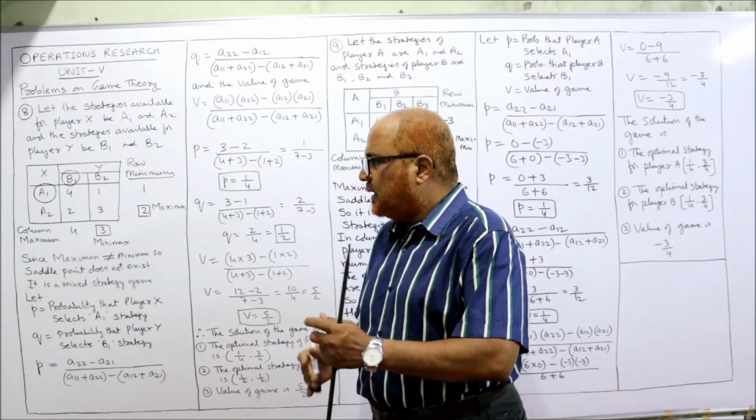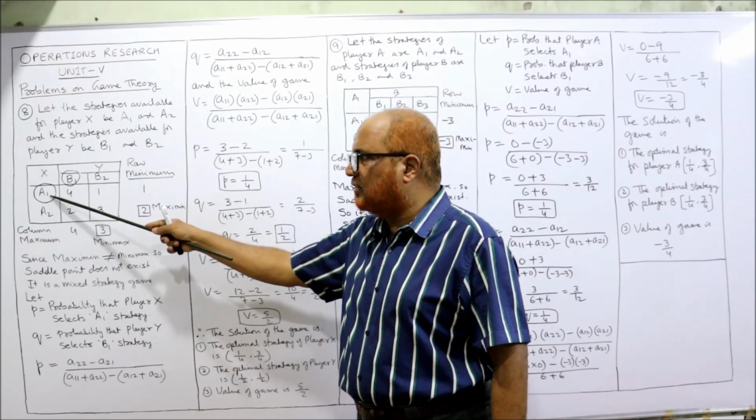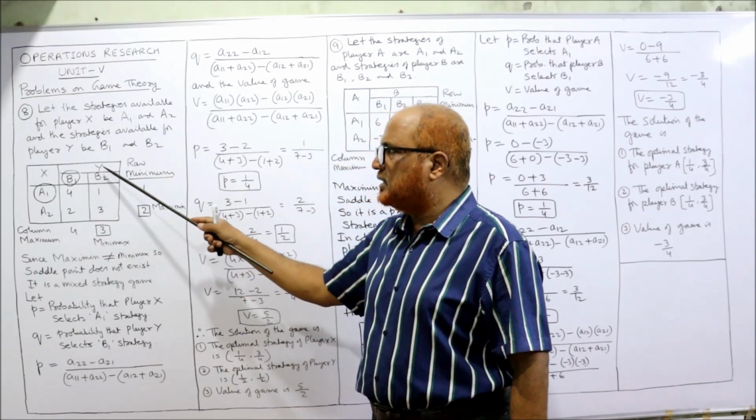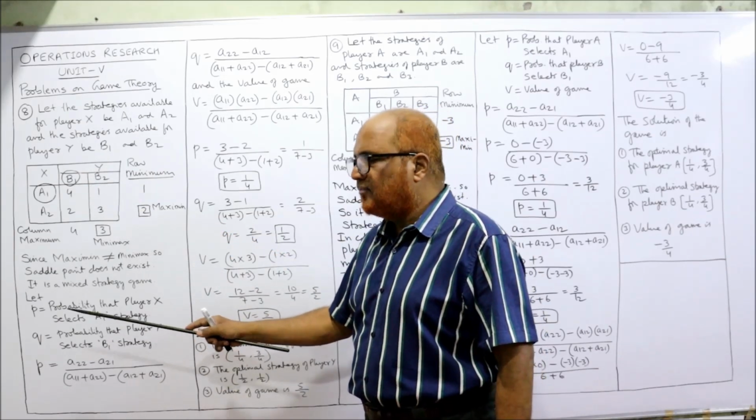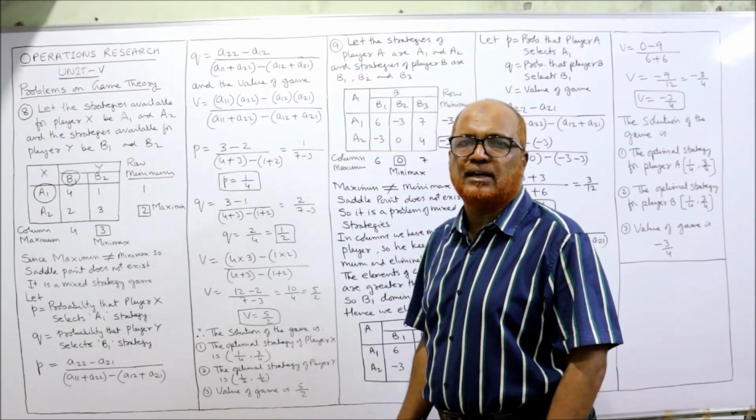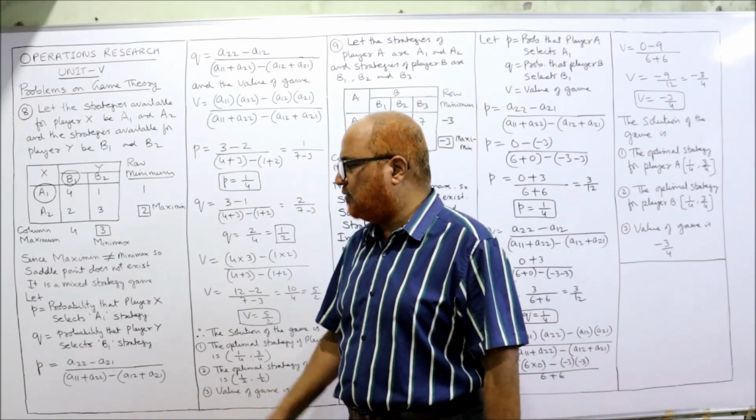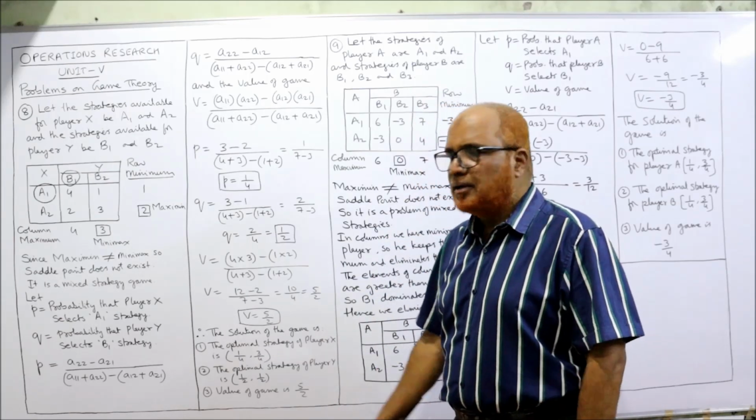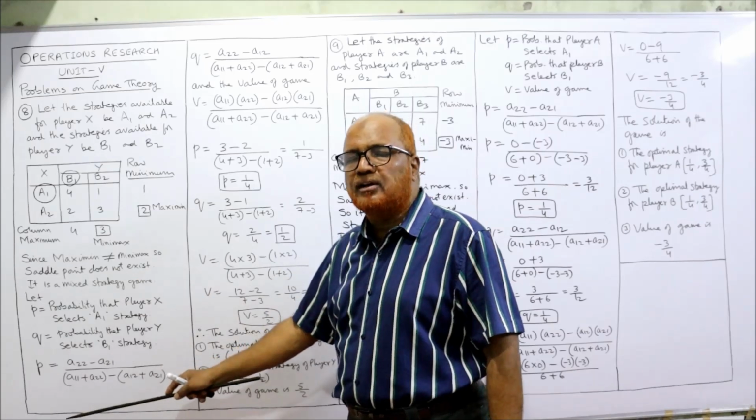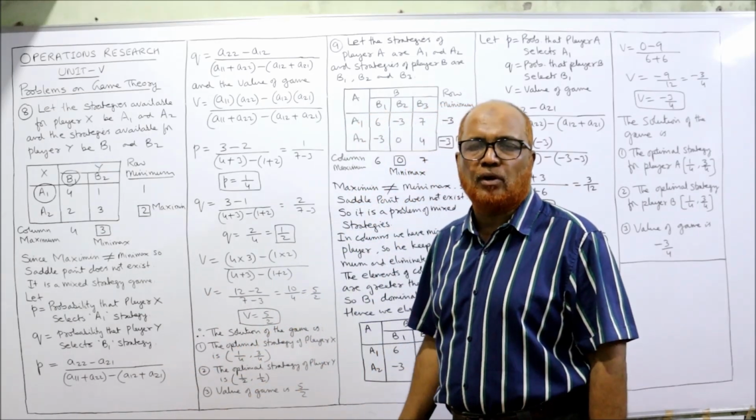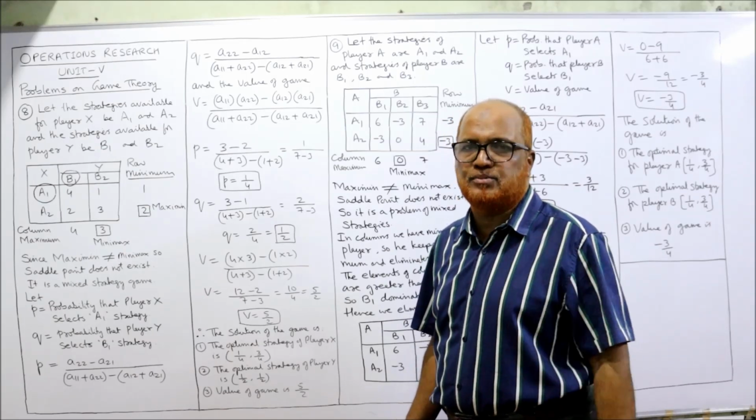So let P be the probability that player X will select A1 and Q be the probability that player Y will select B1, right? And V is nothing but the value of the game. So three symbols you have to remember: P, Q and V. P is the probability that player X will select A1. How to find out P? Remember the formula. First time I'm explaining the formula, so observe with full concentration.